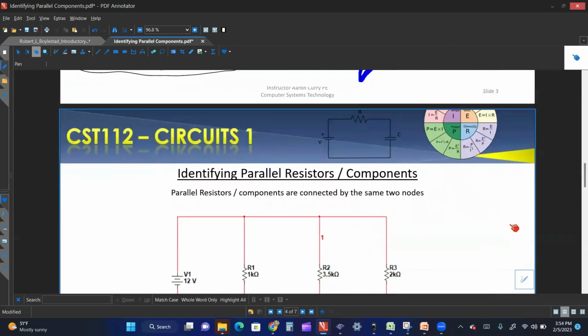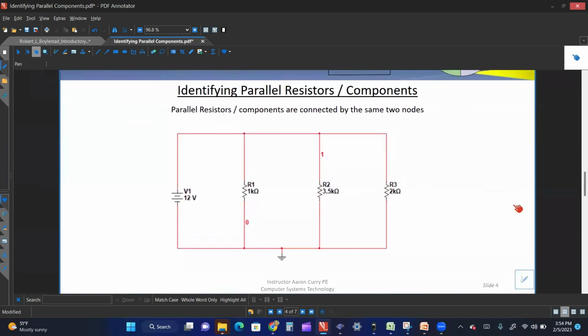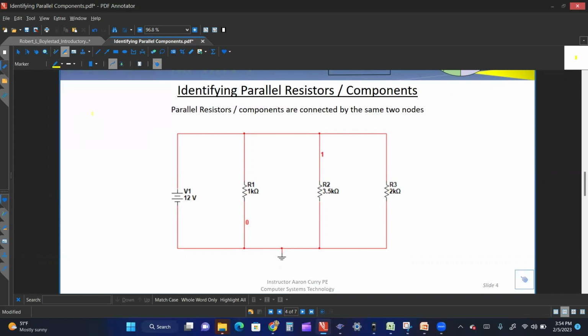All right, let's move on to the next one. This one has 3 resistors, and we're going to do the same thing. Let's identify nodes first.